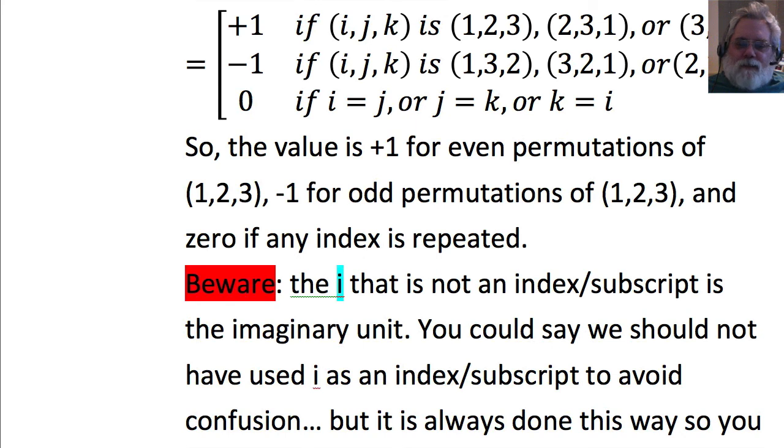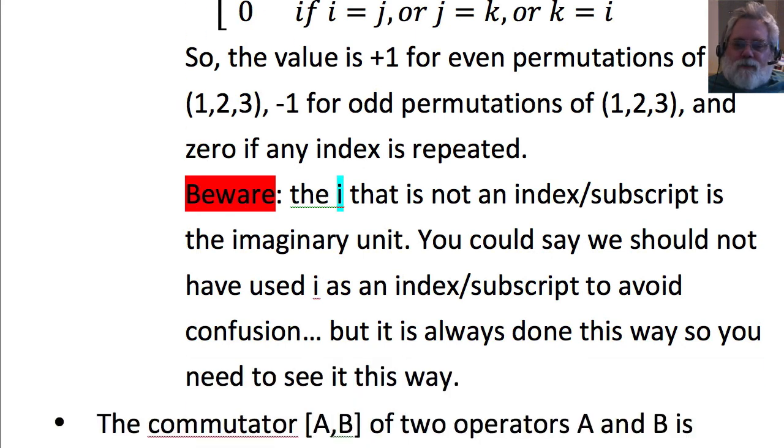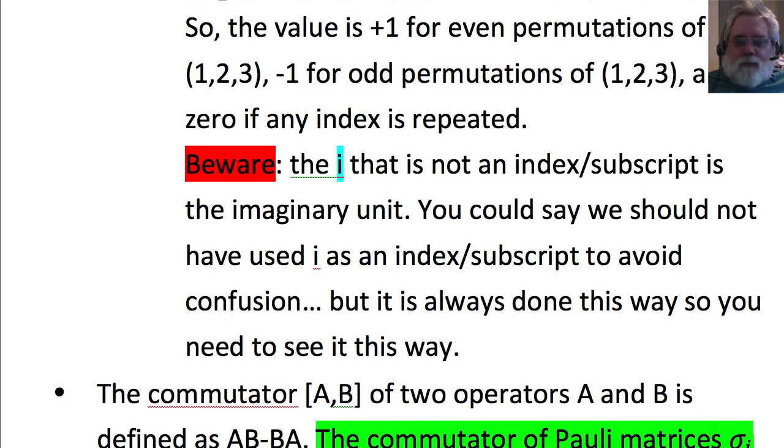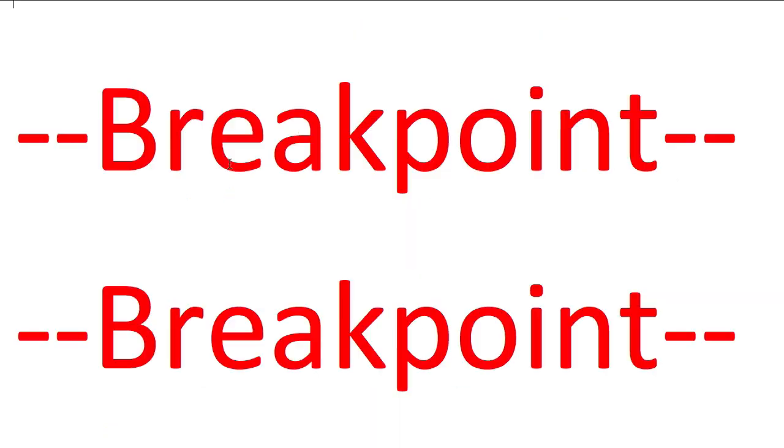You could say, gee, we shouldn't have used i as an index or a subscript if we knew we were going to use i as an imaginary number, to avoid confusion, except everybody does it this way. So every book will do it this way. So that's the way you need to see it. I wouldn't be doing you any favors if I didn't call it i, because then you would look in a book and you'd be confused. This is a possible time to take a break.